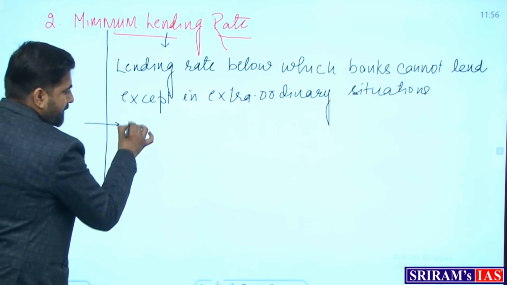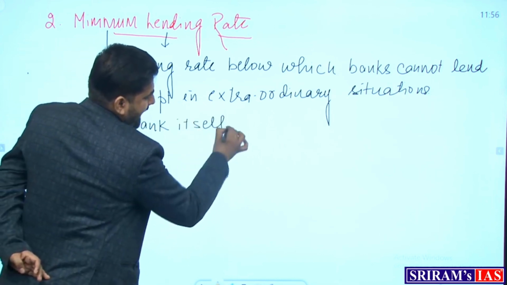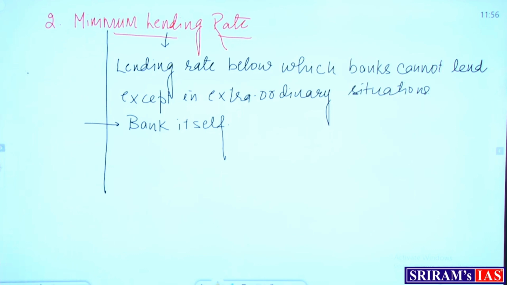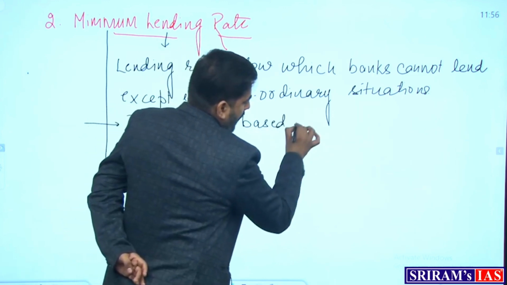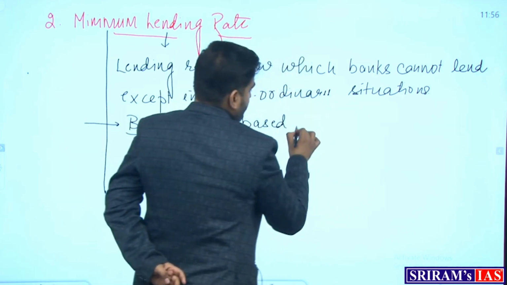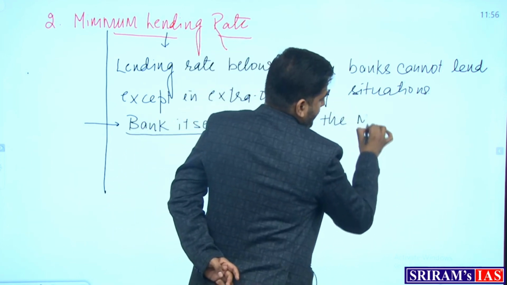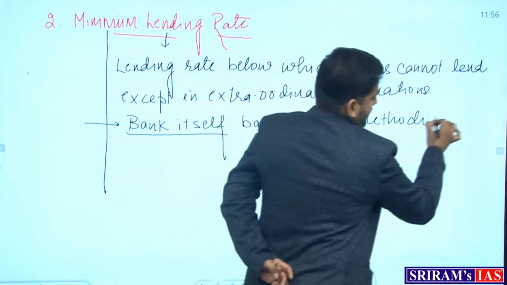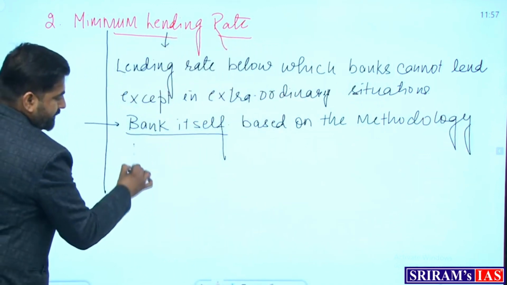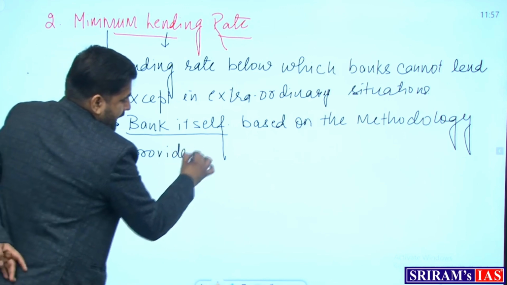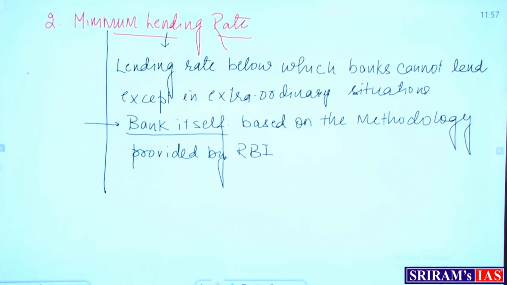Now this minimum lending rate is determined by the bank itself. But very important point, guys, it is determined by the bank itself based on the methodology provided by the RBI. So one thing is clear, that this minimum lending rate is set by the bank itself.